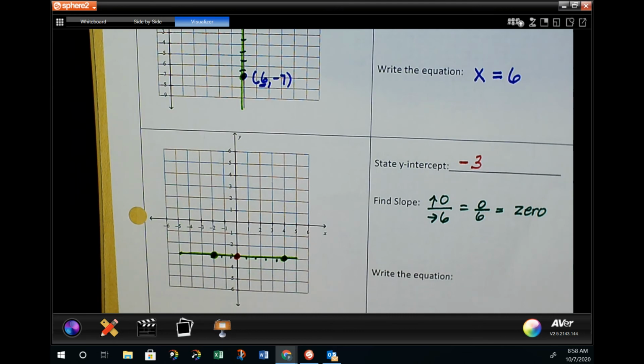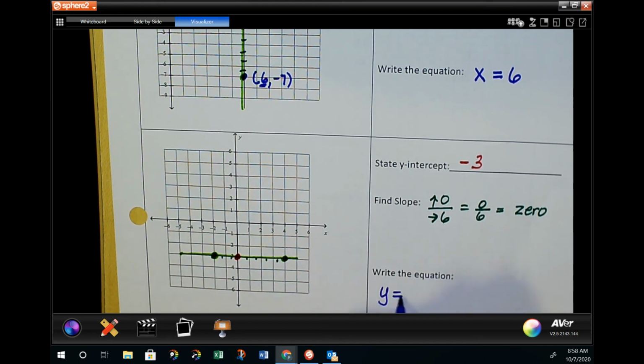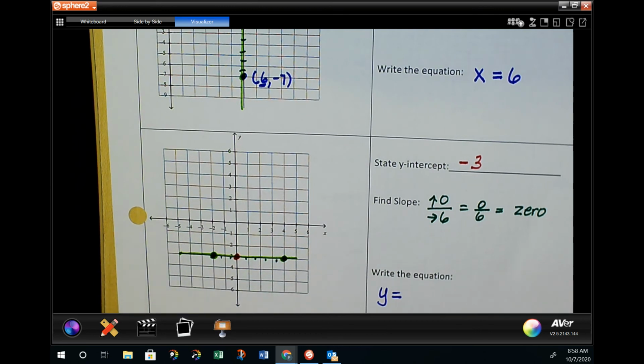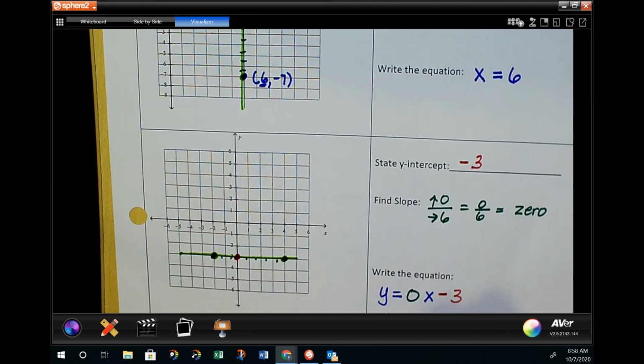So when we're going to write that equation, you're going to have y equals, and then you're going to have 0x, 0 because that's your slope, and slope is married to x. And this time with your y-intercept, it's -3. And then we're just going to simplify that. So when you simplify this, because 0 times x is really nothing, we don't need it. So y is equal to -3.